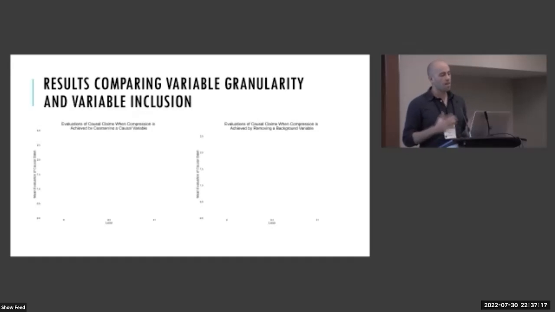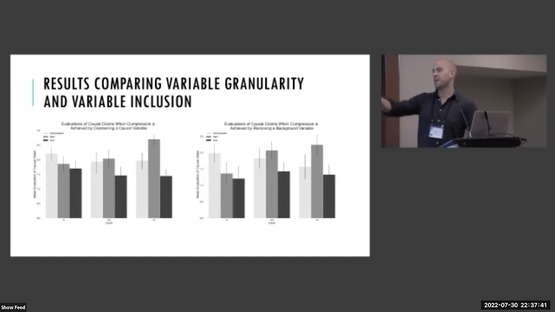Now, we're interested in whether this gives a unifying account of both this sort of variable granularity and variable inclusion ways of compressing a causal model. And we find that, so here this is just going to be the same graph, x-axis, y-axis are the same, but now we're splitting them up by whether compression was achieved by coarsening a causal variable or by removing a background variable. And we find here that you basically get the same pattern across both of these cases. There's no significant interaction effect, suggesting that yes, thinking about information loss does provide a unifying account of these two different kinds of decisions that we make and kinds of things that we have to consider when thinking about what makes for a good causal model of our environment.